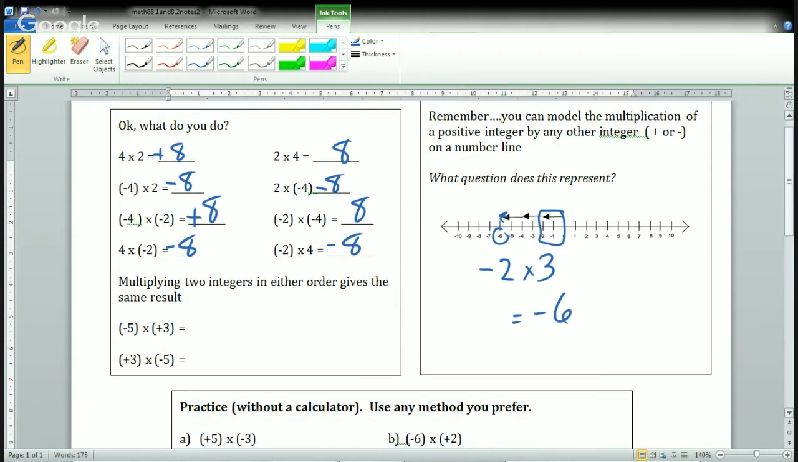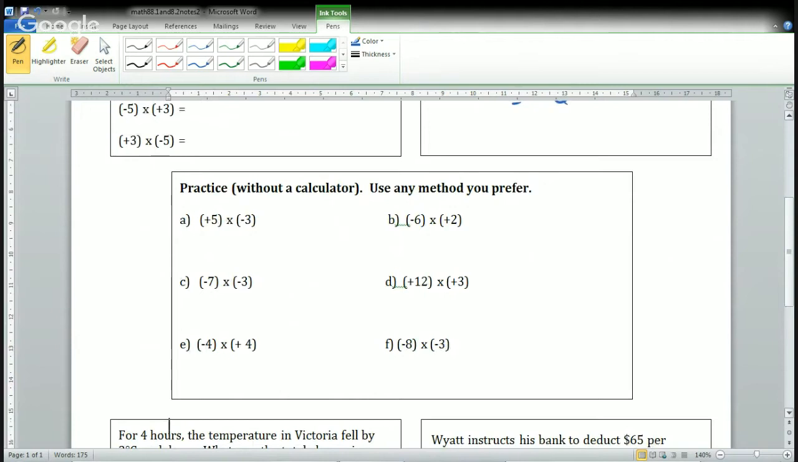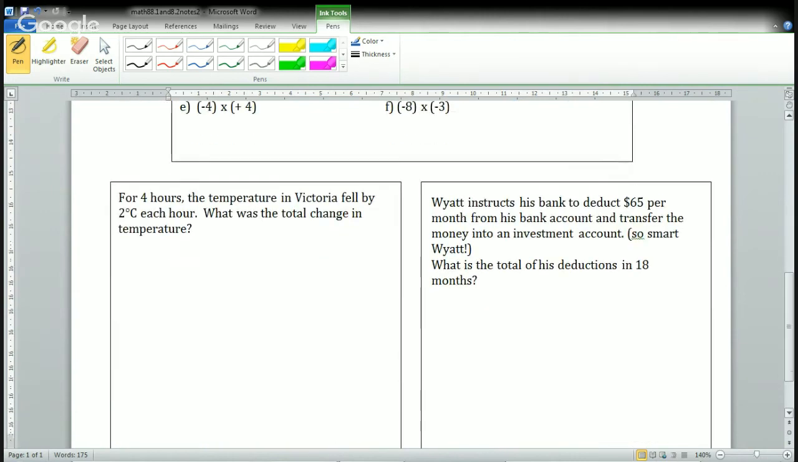Fantastic. So what I'd like you to do here, practice doing these without a calculator. If you want to go back and double check later, you can. Most calculators do have a negative button, but you will be asked to do these without a calculator at some point. So try to get into the practice of it now. If you want to pause me, try these and come back in a moment.